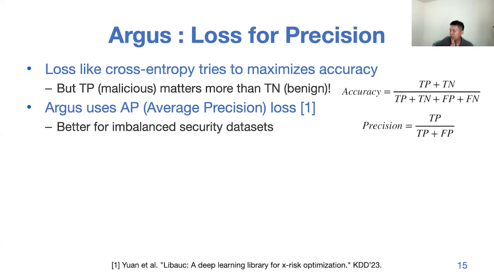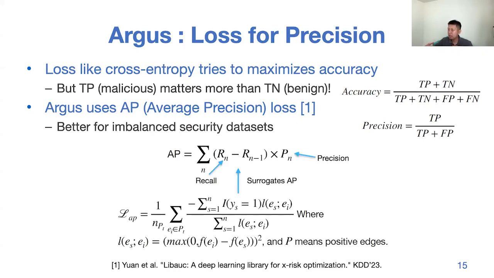The precision can be written in the equation on the right: you divide the true positives by the sum of the true positives and the false positives. So there are no true negatives or false negatives there, and we put much more attention into the malicious events. It's better for the imbalanced data sets we have. But the average precision equation cannot be directly optimized by machine learning algorithms, so we adopt the method from this paper to build an approximation of the average precision equation. The approximation at the bottom can be optimized, so we can keep training our systems to achieve better average precision.